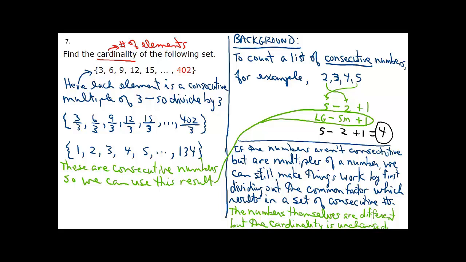So the trick here is to notice that if you divide by 3, you get a set of consecutive integers, and now you can apply the formula largest minus smallest plus 1. That'd be 134 minus 1 plus 1, which is 134. So there are 134 elements in that consecutive integer set, but that means they're the exact same number of elements in the original set, so the answer is 134.